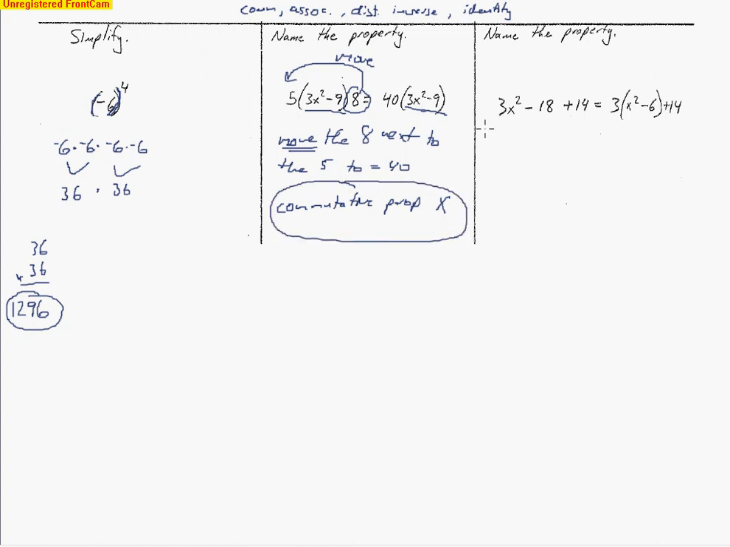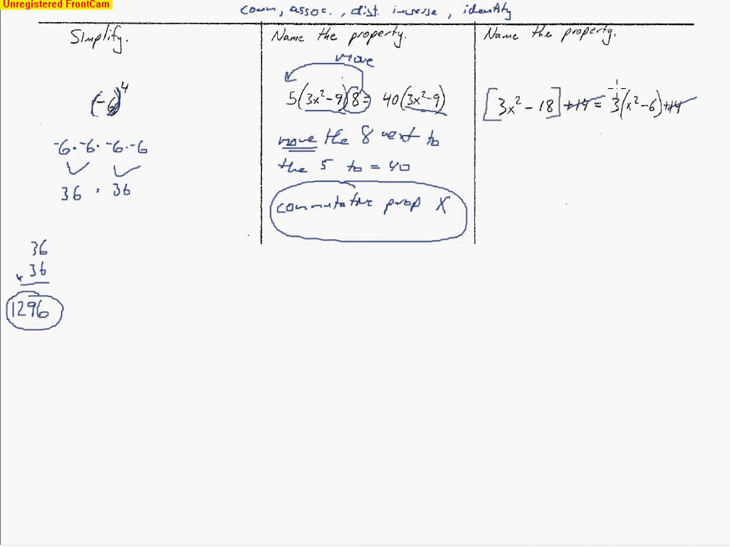We're getting our next one. We've got 3x squared minus 18 plus 14. And here we've got 3 times x squared minus 6 plus 14. So this plus 14 is the same, so let's cross that off. That doesn't affect the problem. So this is what we need to zero in on right here.